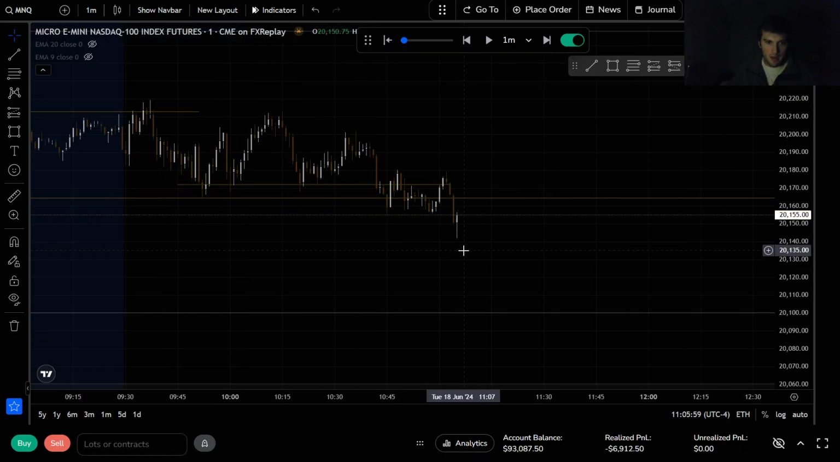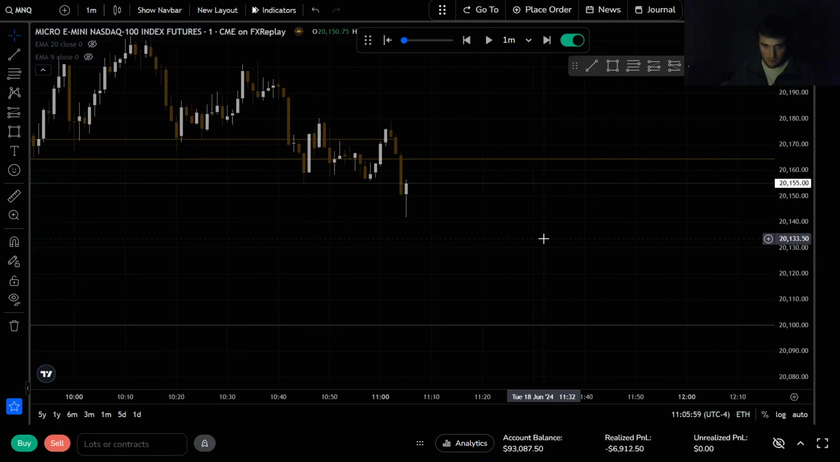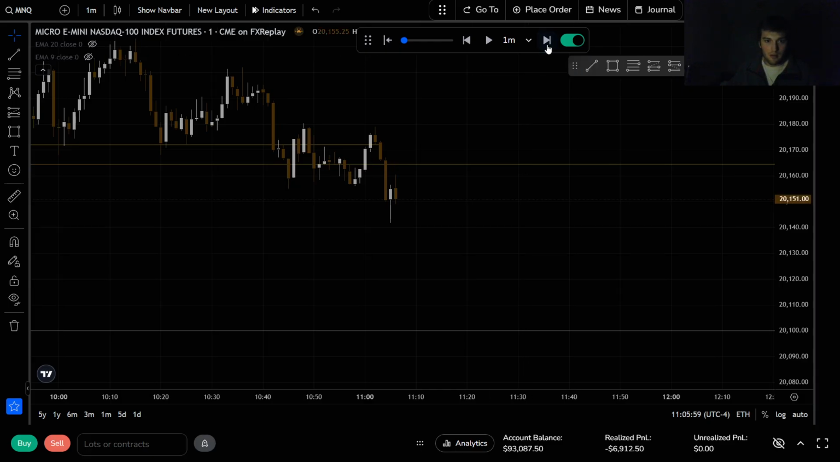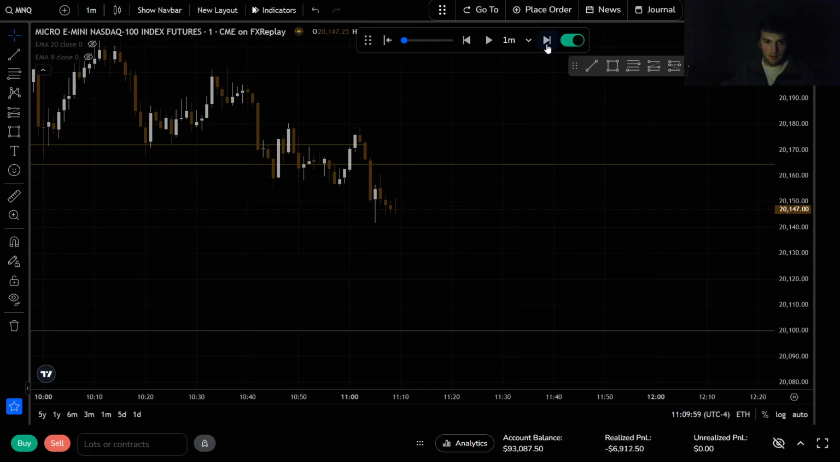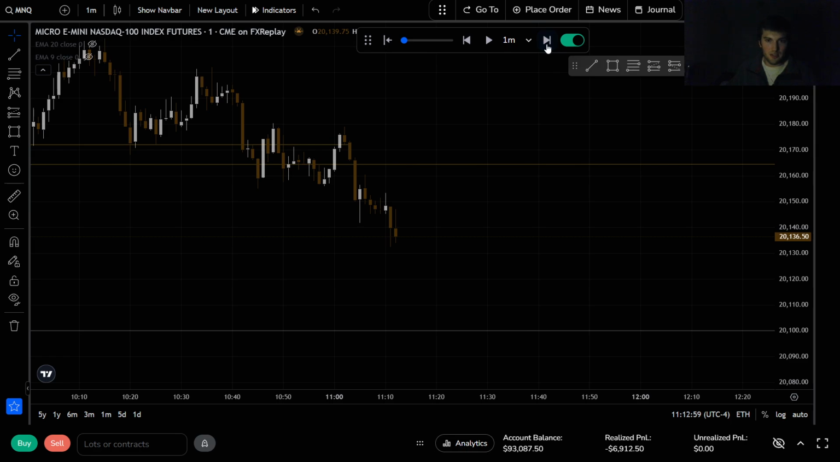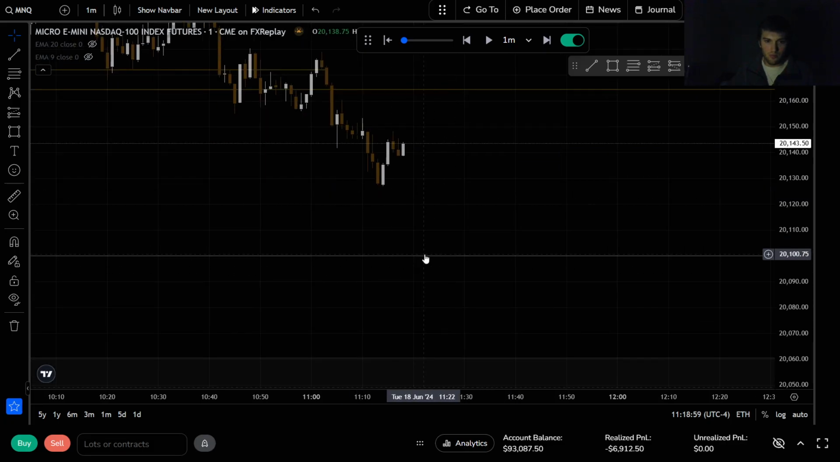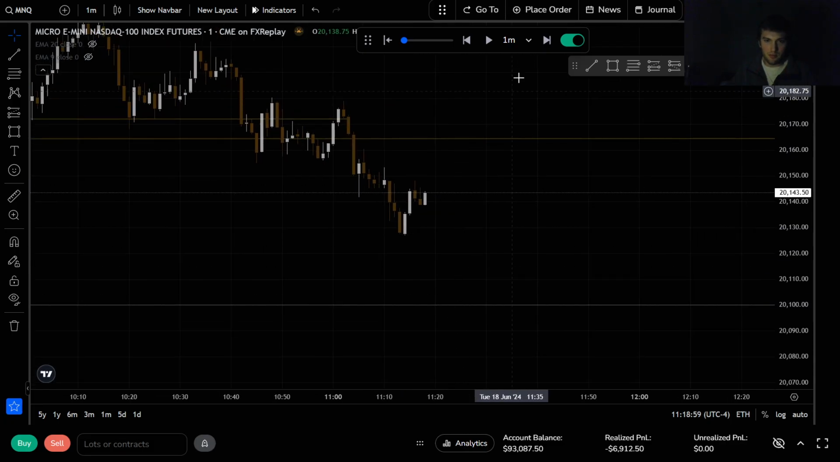So we do not have manipulation and displacement. We only have just displacement. Let's see what we continue to do just to see if my trade idea pans out to my draw, which is this 50% equilibrium of the price leg.